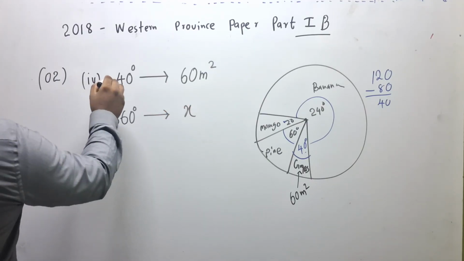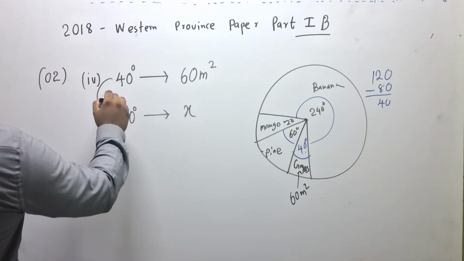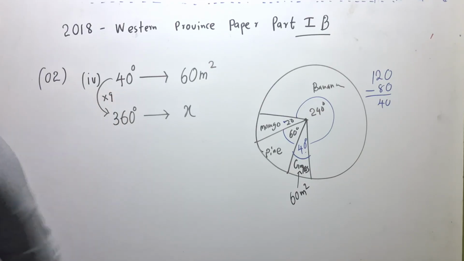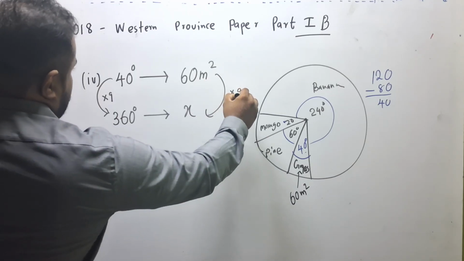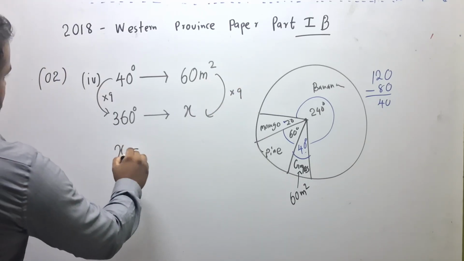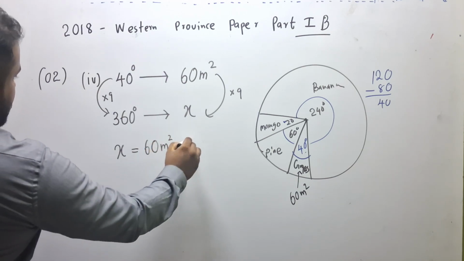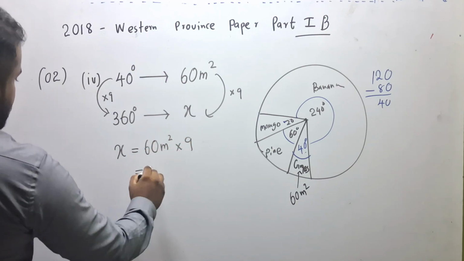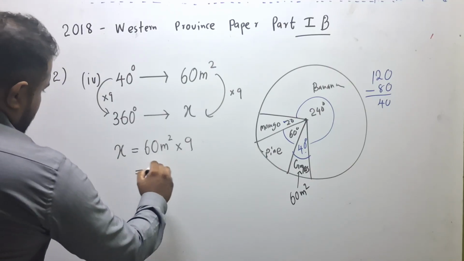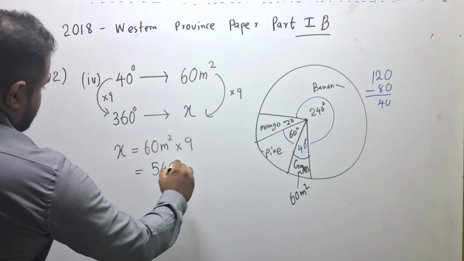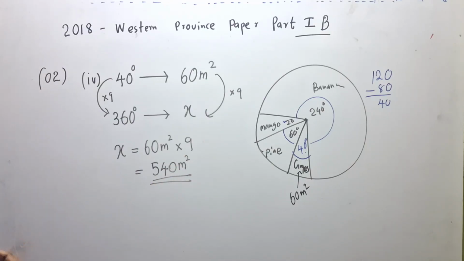Now you think how to make 40 into 360. You have to multiply by 9. So do the same thing for the other side. Multiply by 9. X is equal to 60 m squared multiplied by 9. 60 times 9 is 540 square meters. That's the answer.